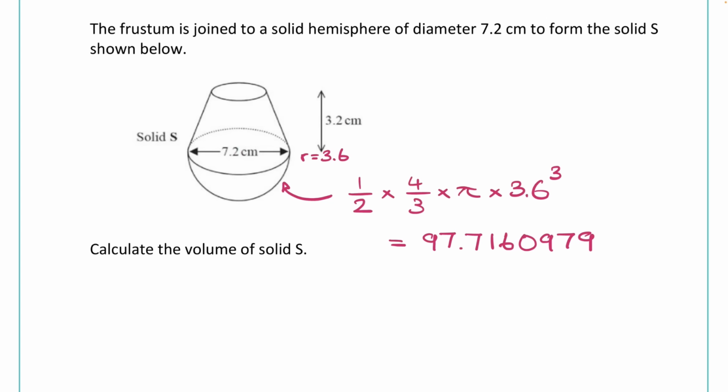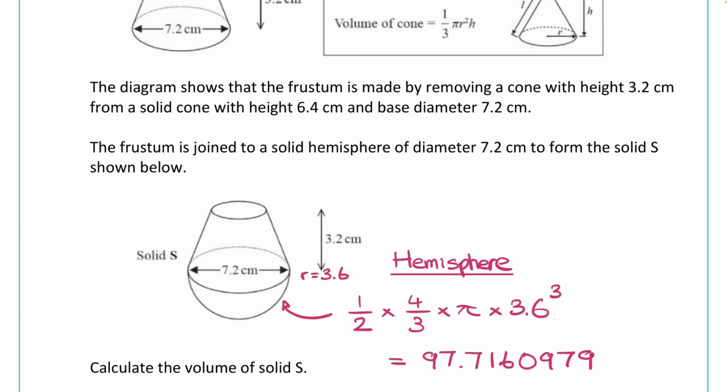Now obviously there's a lot of working out to do here, so we want to label this so we know exactly what we've just worked out. So there's my working out, really nice and clear that I've done that for the hemisphere.